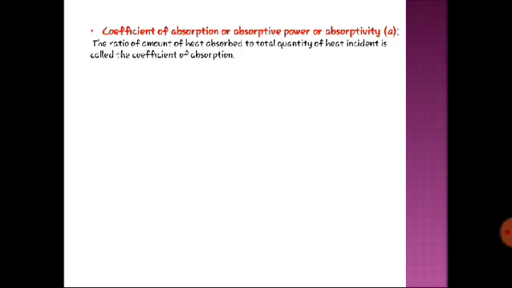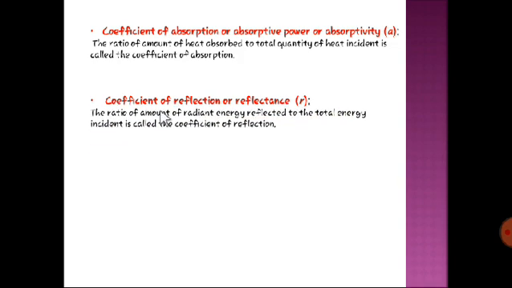Ratio of amount of heat absorbed to the total amount of heat incident. This is absorption or coefficient of absorption or absorptivity. Second is coefficient of reflection or reflectance. It is denoted by R. Same type of definition we are going to see. The ratio of amount of radiant energy reflected to the total energy incident is called coefficient of reflection. So R is QR upon Q.